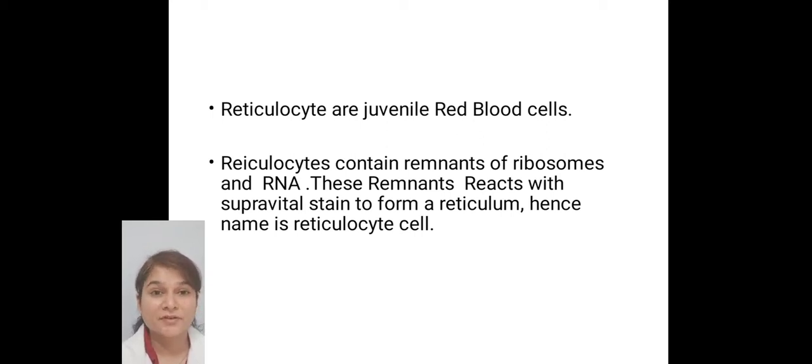Now what is the difference between this immature red blood cell and the mature RBC? If you remember the erythropoiesis, the reticulocyte has the presence of ribosomes and RNA, so it can still synthesize hemoglobin, and it is bigger in size as compared to the RBC. It spends 1 to 2 days in the bone marrow, then enters the circulation, remains in the circulation for 24 hours, and then matures into the RBC.